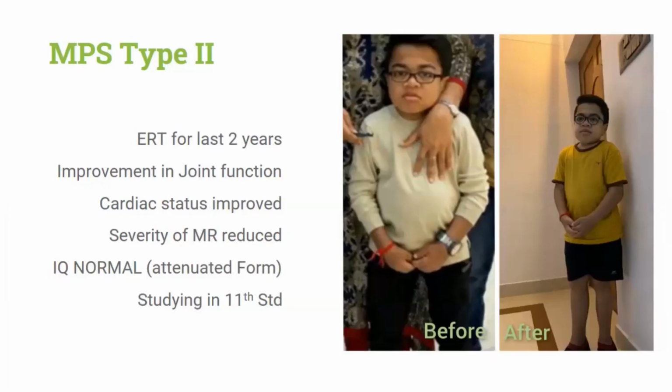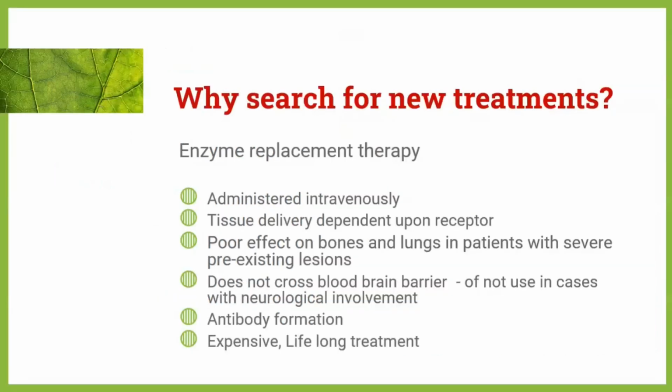MPS type 2, this is the patient I told you about, on ERT for the last 2 years, now it is 3 years. Improvement in joint function, cardiac status improved, severity of MR reduced. Now studying in 12th standard. So he has an excellent improvement in MPS type 2. But even though ERT is there, we still search for new treatments.